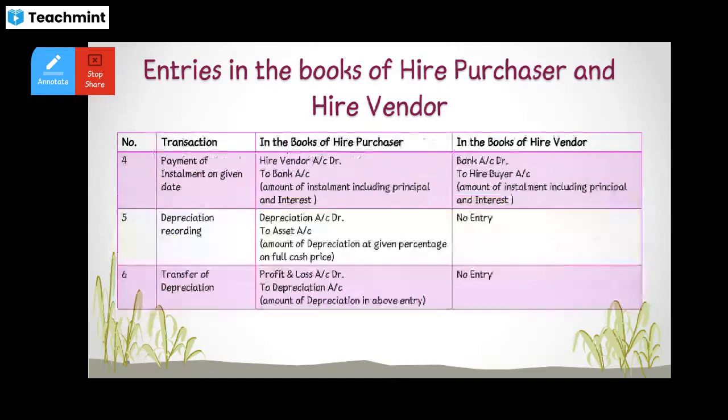Third entry. This depreciation in the books of hire purchaser should be transferred to the profit and loss account of the hire purchaser. At the year end, this entry will be passed. The depreciation recording also will be at the year end. So profit and loss account will be debited and depreciation account will be credited. We know this entry already. In 11th standard you have learned this entry, and no entry will be here because there is no depreciation in the books of hire vendor. So there is no question of transfer of that depreciation.